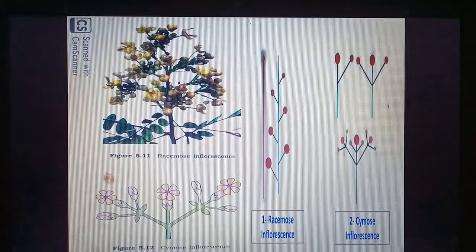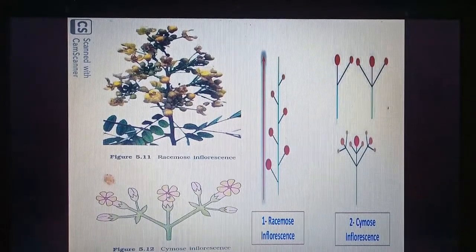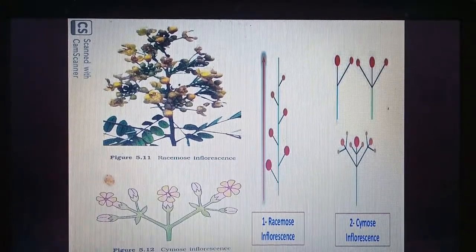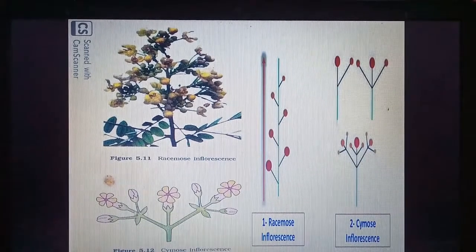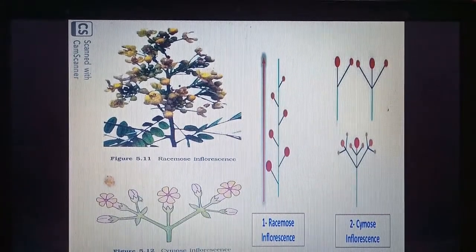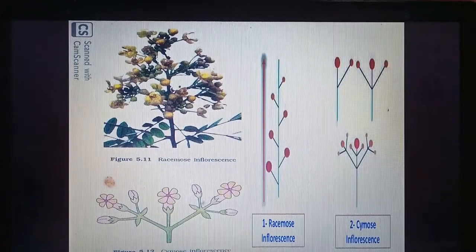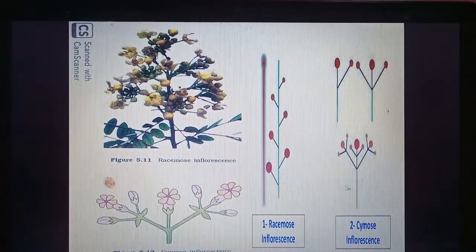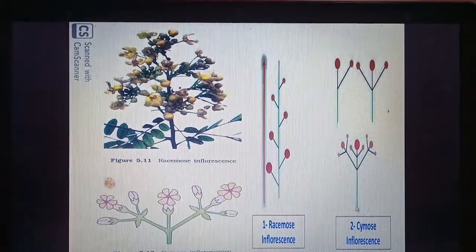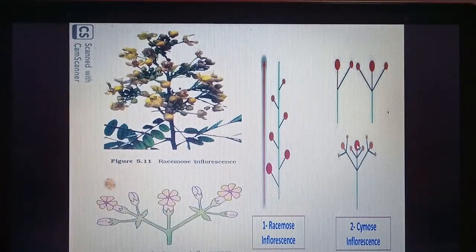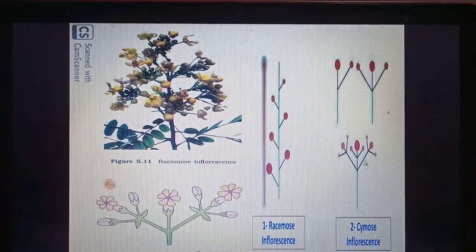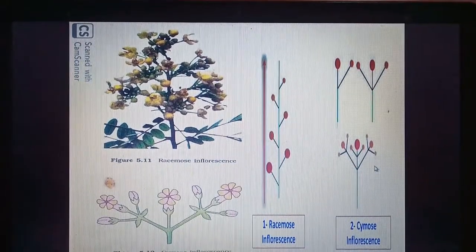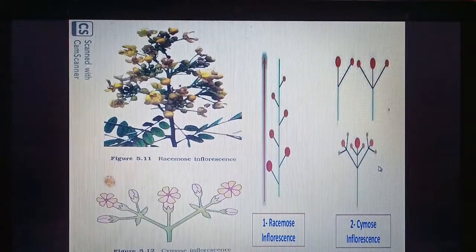And in cymose inflorescence, we can see the first flower is at the tip. This one, this, and the young flowers are at the base. This is called basipetal succession. In this figure, we can see that there is the main axis. The old flower is at the tip, and the young flowers are behind. So the main axis does not continue to grow. It is limited.